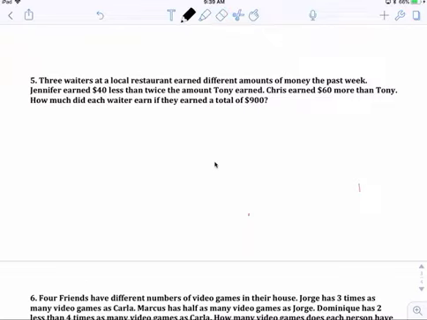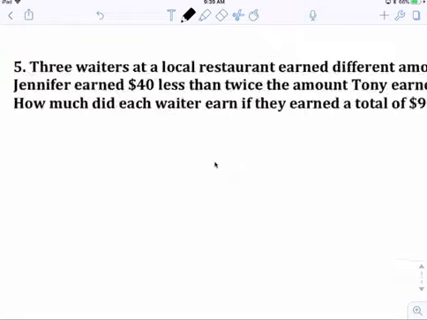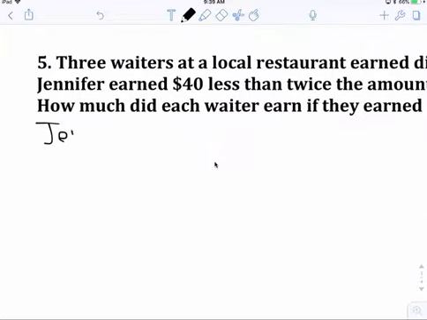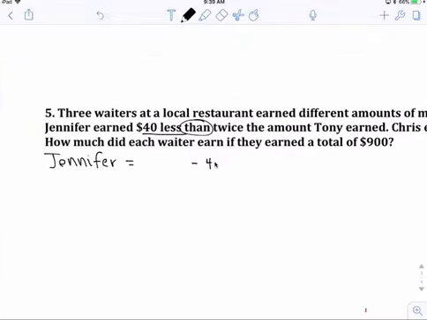Three waiters at a local restaurant earned different amounts of money that past week. Jennifer earned 40 less than Flip, minus 40, twice the amount of Tony earns. So twice the amount of Tony goes first. Twice the amount of, twice is 2 times, Tony.